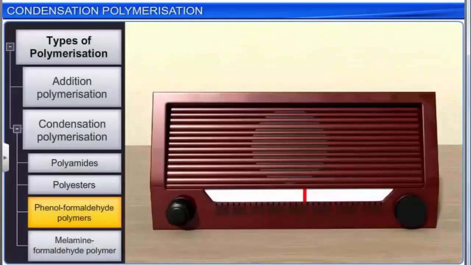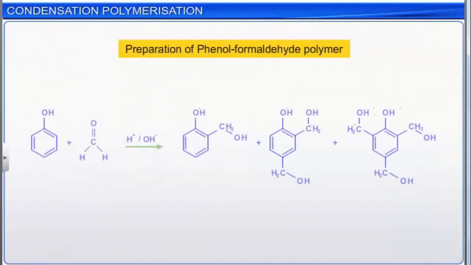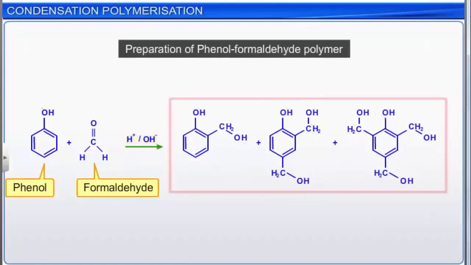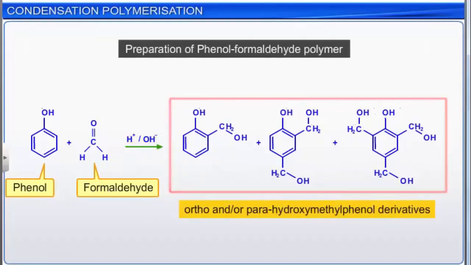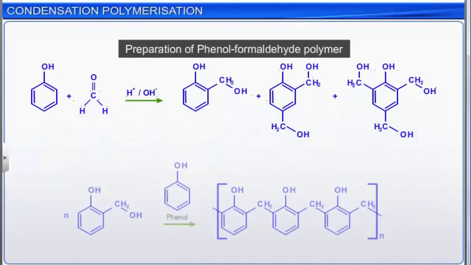Phenol formaldehyde polymers are another important group of condensation polymers. The first step to produce a phenol formaldehyde polymer is the condensation reaction of phenol with formaldehyde in the presence of an acid or a base catalyst. This results in the formation of ortho and or para hydroxymethylphenol as shown in the equation. In the subsequent steps, the hydroxymethylphenol derivatives react further with phenols to form polymers with rings joined by CH2 groups.